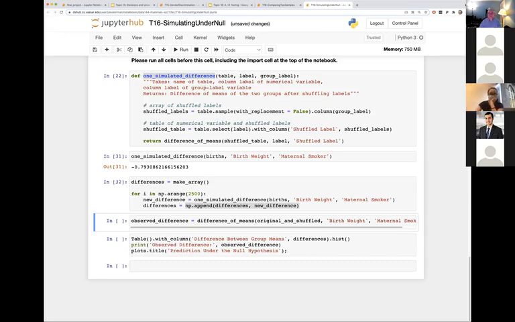We're done. Fantastic. So now we have our array of differences. The last thing that we want to do is, so we have our differences, and so let's compute our difference of means here.